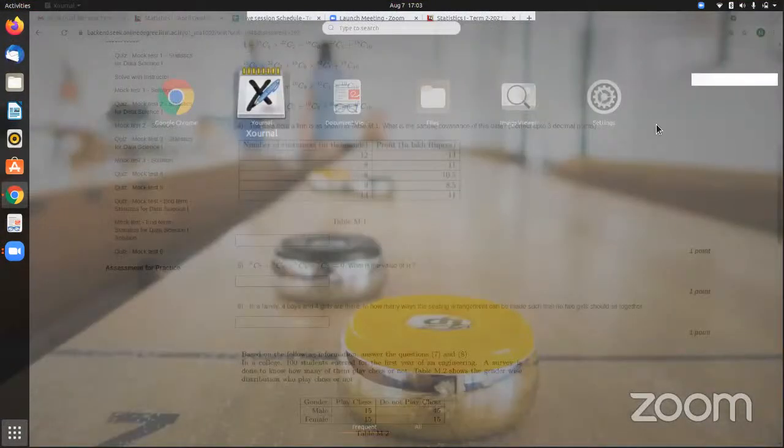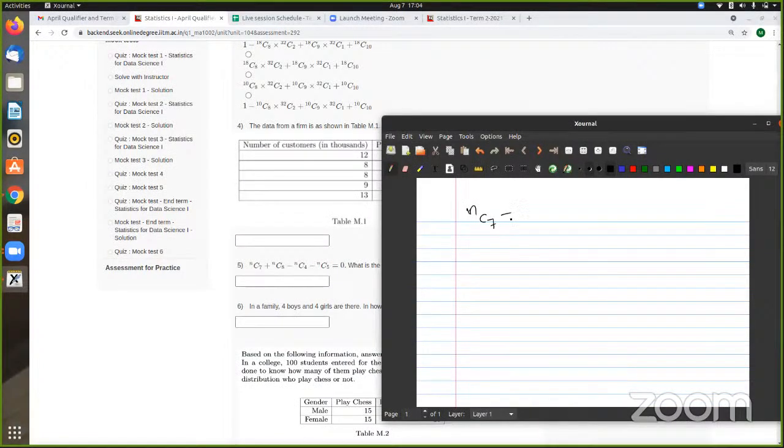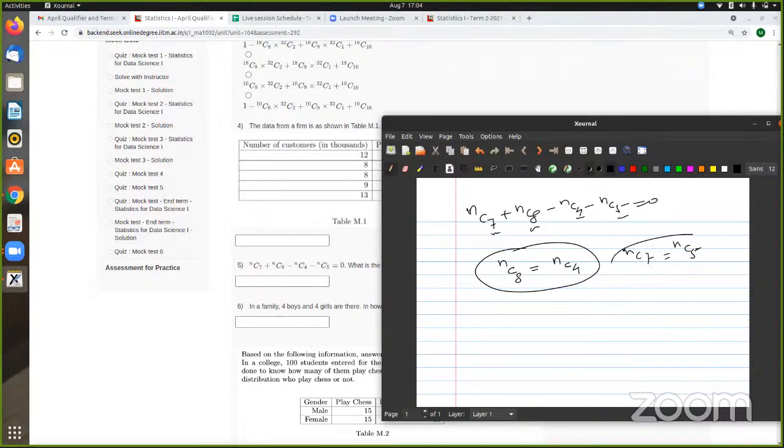For example, let's say you have this, right? You have to do some trial and error here. So NC7 plus NC8 minus NC4 and minus NC5. You know the properties, right? NC8 and NC4, so actually this is 0, it's given. You can see 7 plus 5 and 8 and 4. The NC8 and NC4 values are the same, and the NC7 and NC5 values are equal, the same, right? Yes.